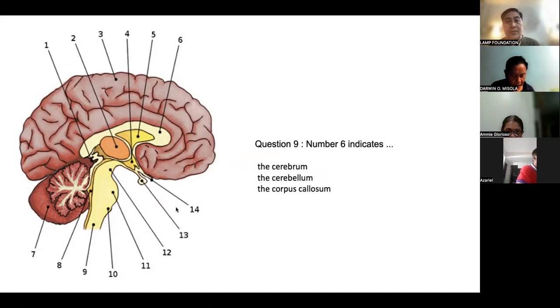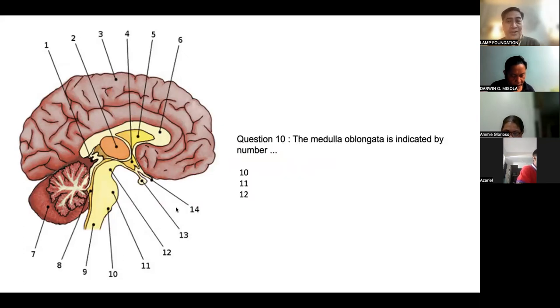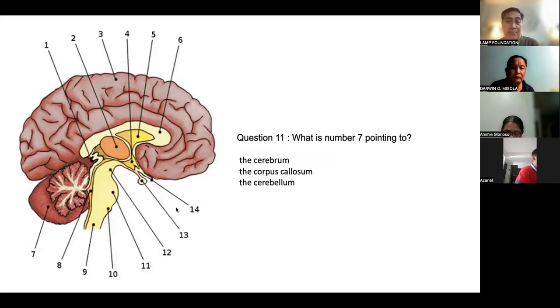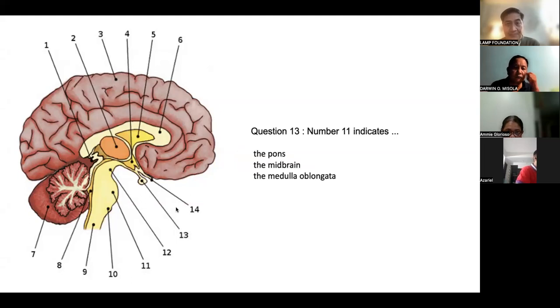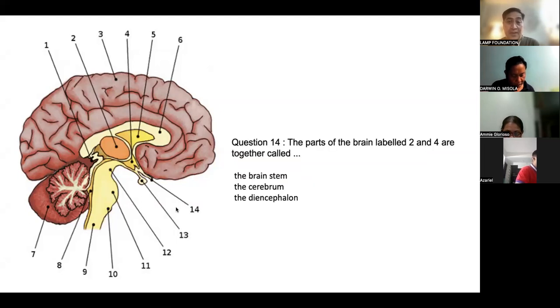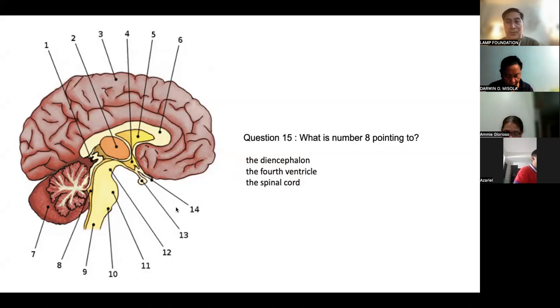Number 3. Number 6 indicates corpus callosum. Okay. The medulla oblongata is indicated by number 10. What is number 7 pointing to? Cerebellum. Which number is pointing to the lateral ventricle? Number 5. Number 11 indicates the pons. The parts of the brain labeled 2 and 4 are together called the diencephalon. Okay. What is number 8 pointing to?